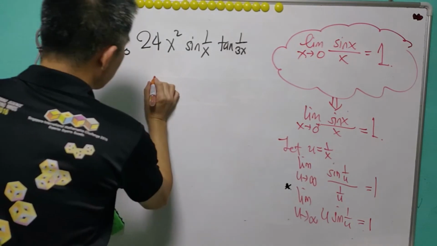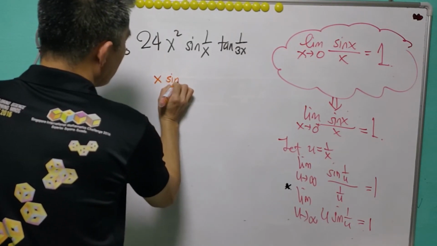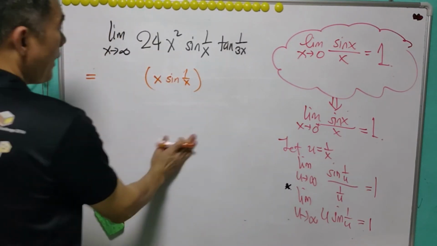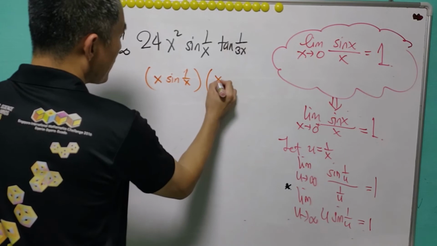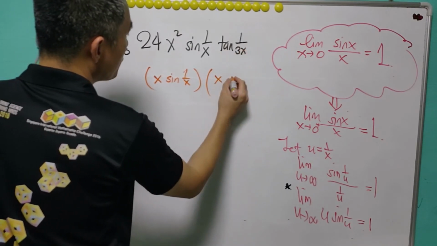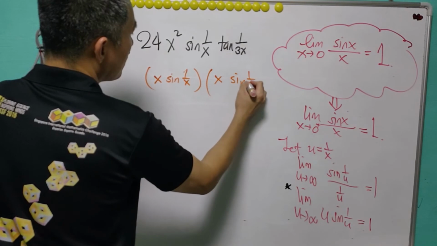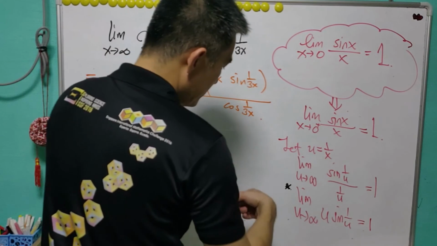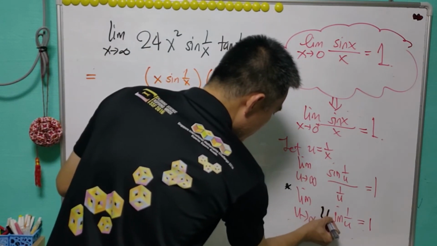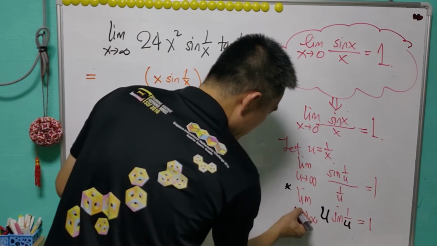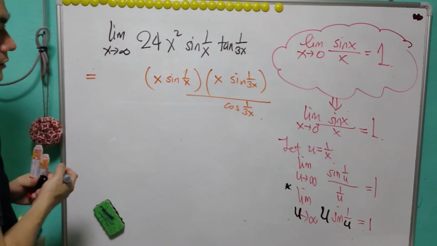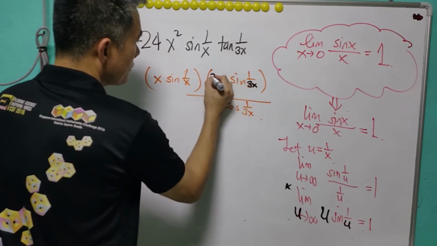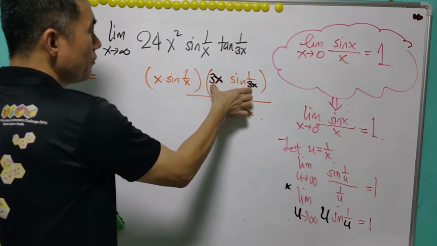So with this in mind, we can write it as sine x, sine 1 over x here. And for this, tangent is actually equal to sine over cosine. For this case, if this is u, this must also be equal to u, and this is equal to u, right? So when this is 3x, it must also be 3x. So it must be both 3x.